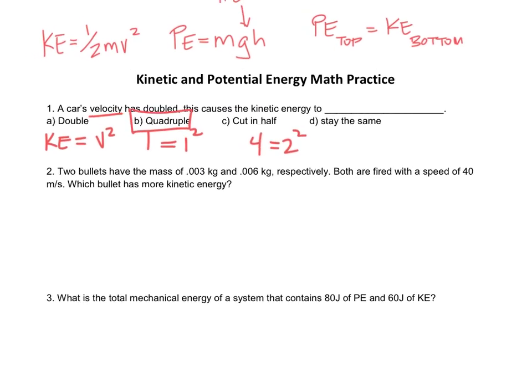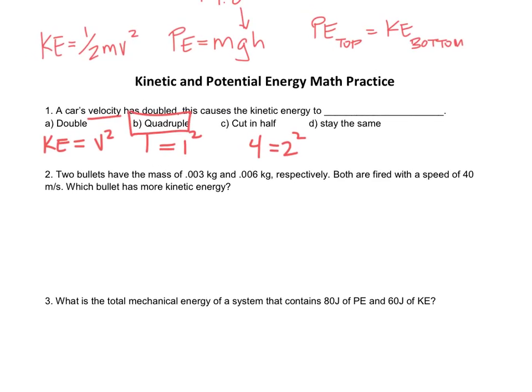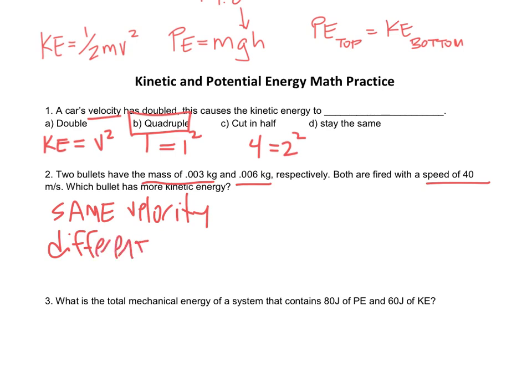All right, so when I look down here at number 2, I'm comparing 2 bullets. It tells you here that they have a mass of 0.003 kilograms and a mass of 0.006 kilograms. Both are fired with the speed of 40 meters per second, so they have the same velocity. Same velocity, but different masses. What it's asking you here is which bullet has more kinetic energy.